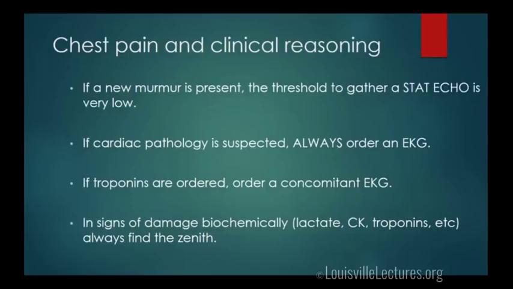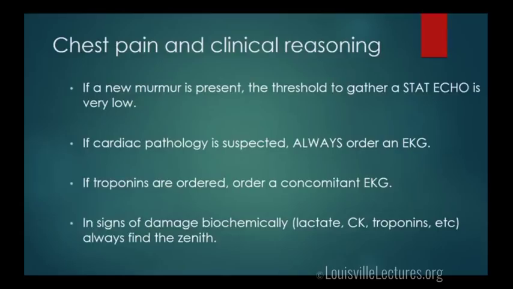So as a rule, if there's anything in the body that you order through lab and it's a sign that damage is occurring, once you find that damage has occurred, you have to find the zenith. All right? So if you order CK, you have to keep ordering CKs until you find the zenith of the CK, and then you can stop ordering it. Once you find troponins, you have to go, how high are these troponins going to go? And then once you find how high they go, you can stop ordering them.